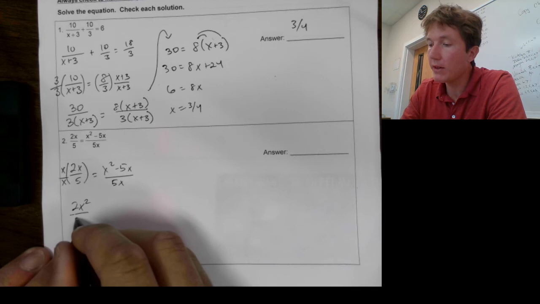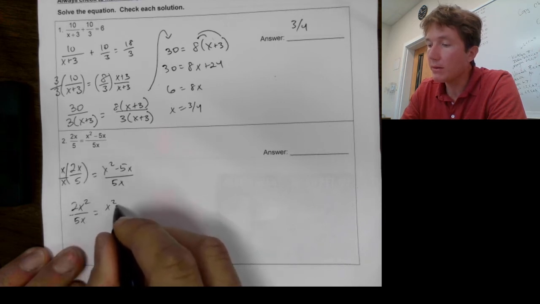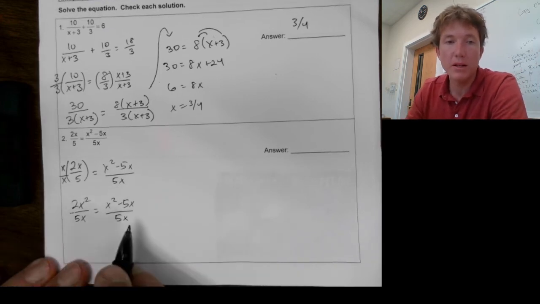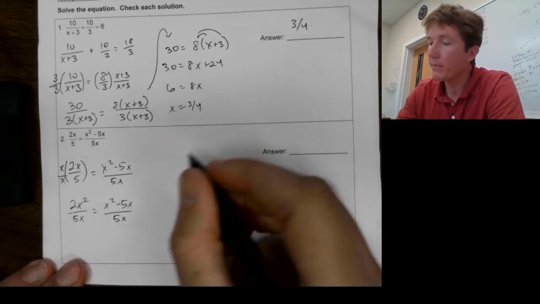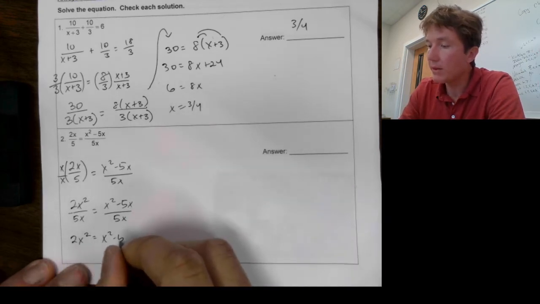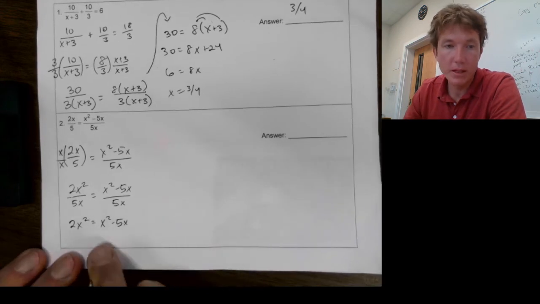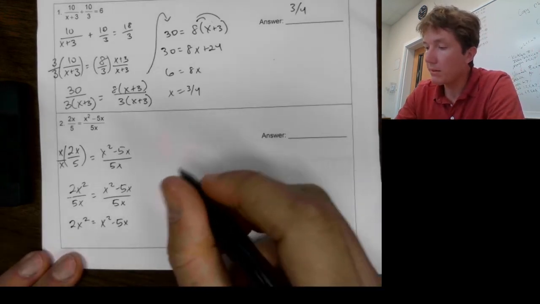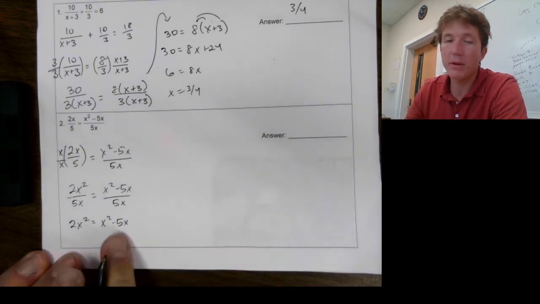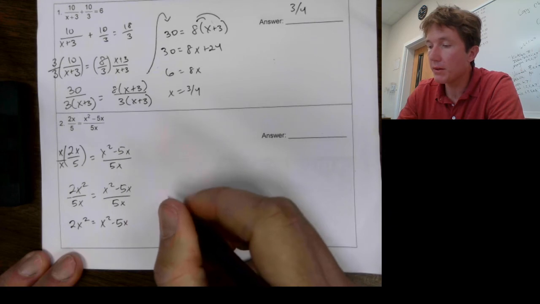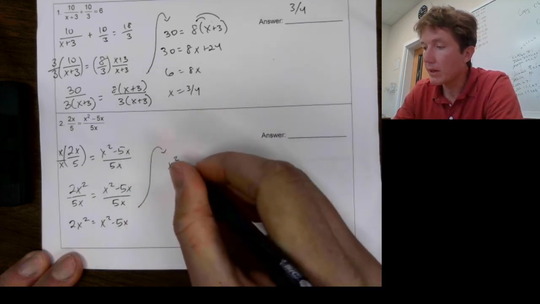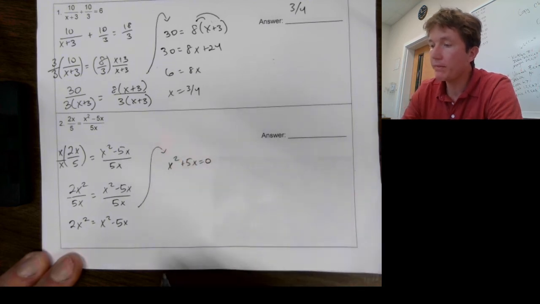So this will give me 2x squared over 5x equals x squared minus 5x over 5x. And look, now I have the same base. So those just go away. So I'm left with 2x squared equals x squared minus 5x. I'll subtract the x squared. I'm just going to move both these terms to the left side. So set it equal to 0. So I'm going to get x squared plus 5x equals 0.